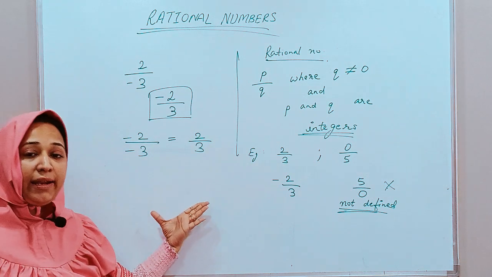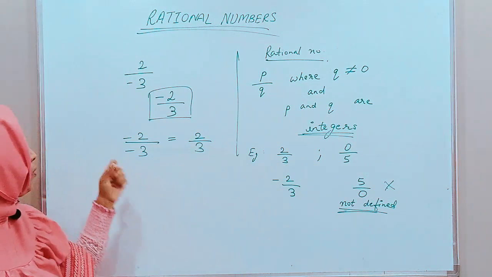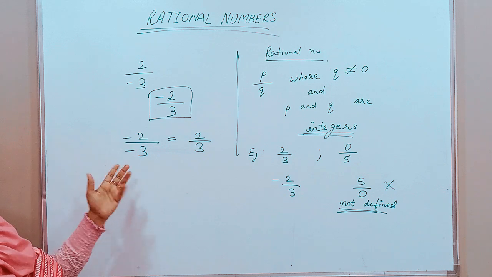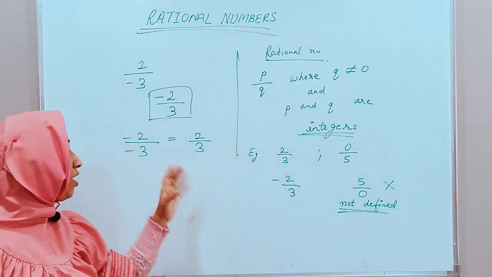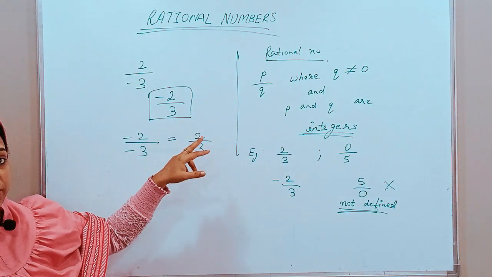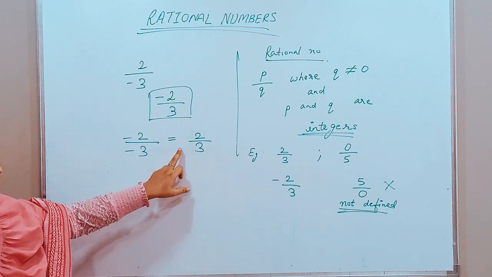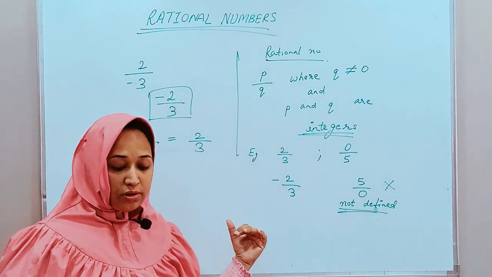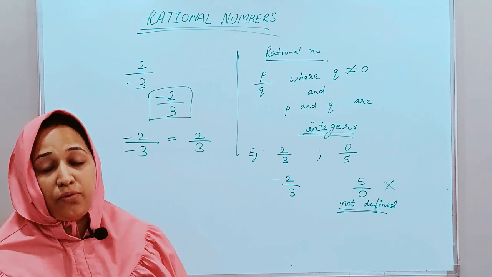For any rational number where both integers are negative or both integers are positive, the standard form is always positive. For example, 2 upon 3. So this is about the basic information about rational numbers.